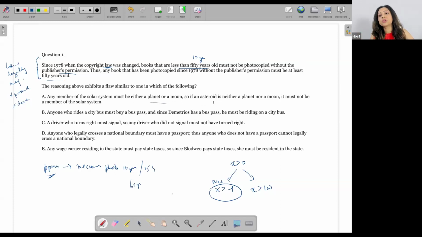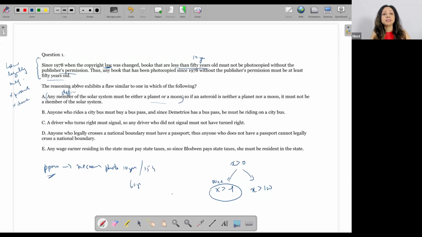So if an asteroid is neither a planet nor a moon, it must not be a member of the solar system. Look, it is kind of similar, right? I do feel that it is kind of similar. Any member of the solar system must be either a planet or a moon. This is a necessary condition given to me by definition, right?